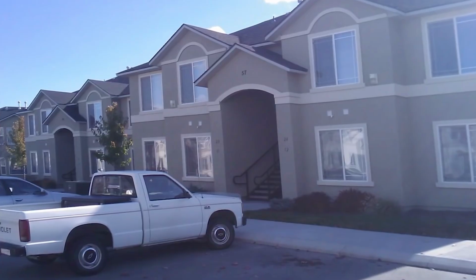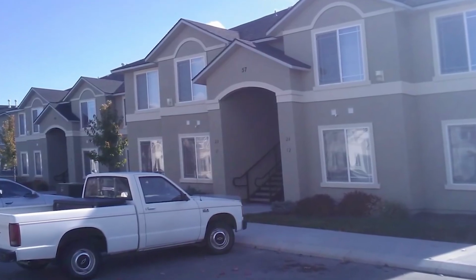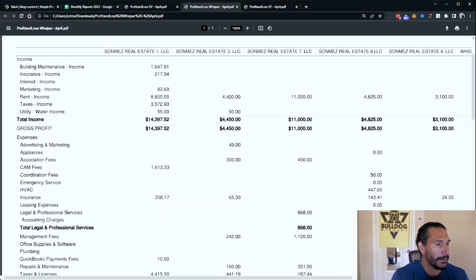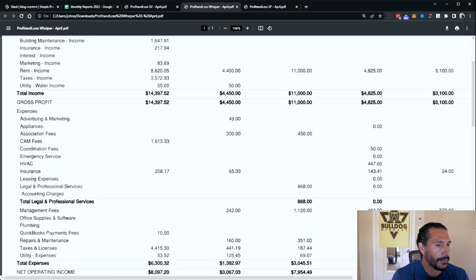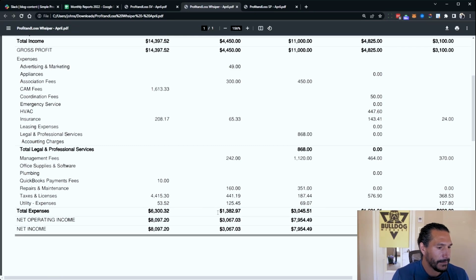Real estate three, this one is a fourplex that I own in Meridian, Idaho. And I think that everything should be fully rented out here. Not very many expenses here, nothing out of the ordinary. So a decent profit there.